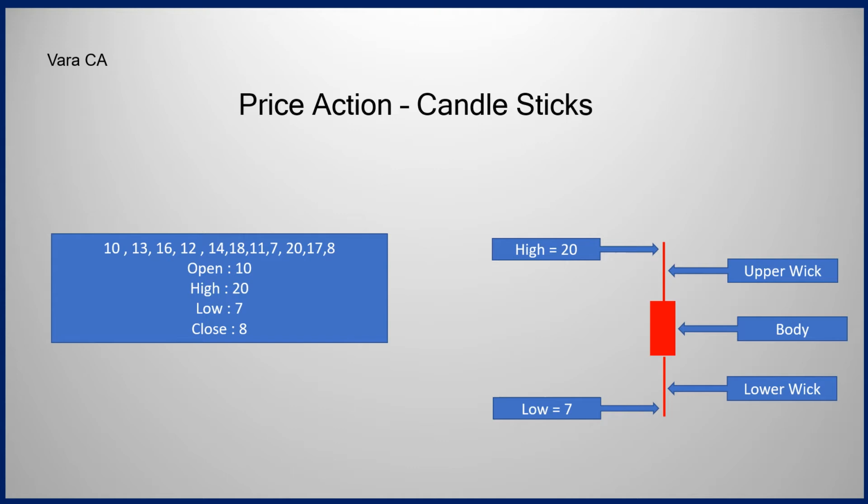I'll take another example. These are the prices. Open is 10, high is 20, low is 7, close is 8. Close is lower than open, so high is plotted on the top, low is plotted at the bottom, then close is plotted here, then open is plotted here. You can see the upper wick, the body, and the lower wick. As close is less than open, it is considered bearish, so a bearish candle is painted red. Red candle is bearish.